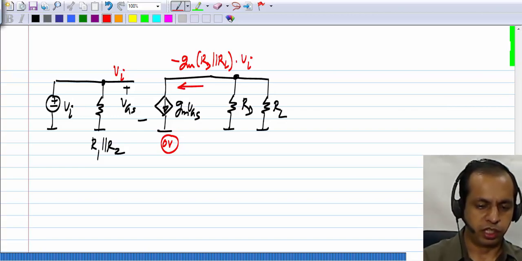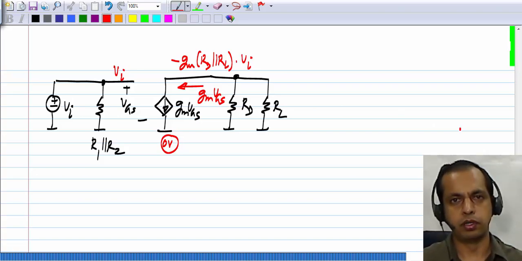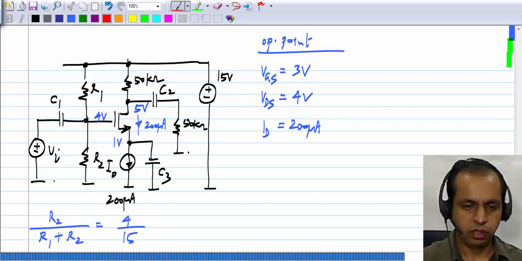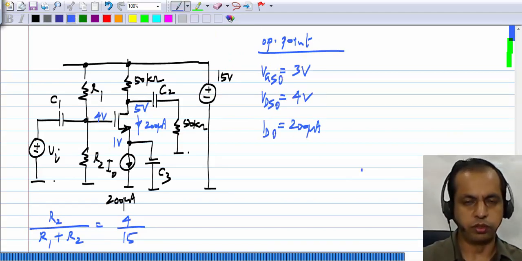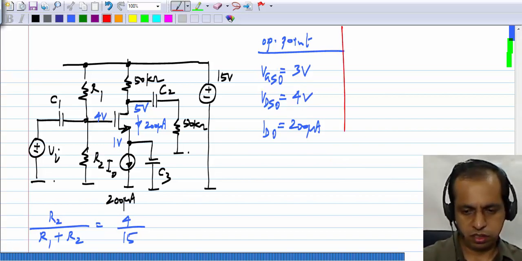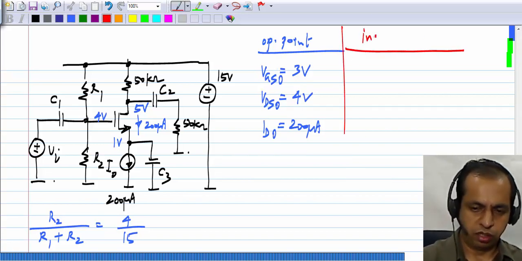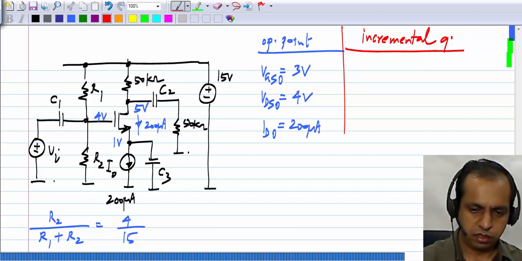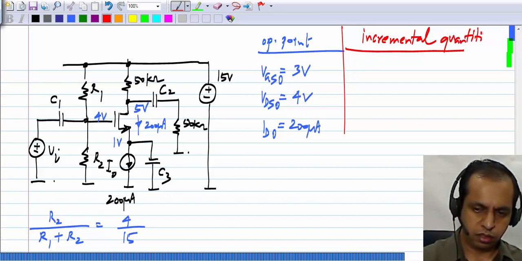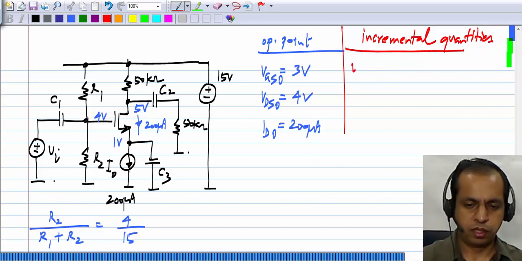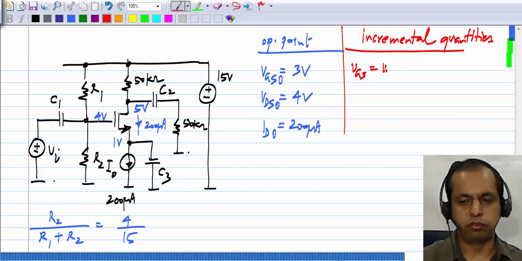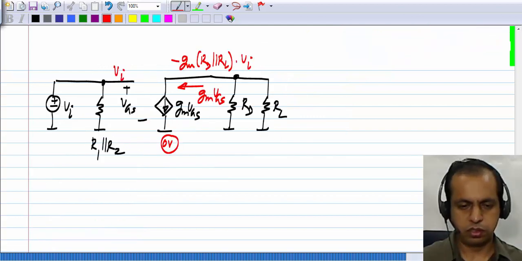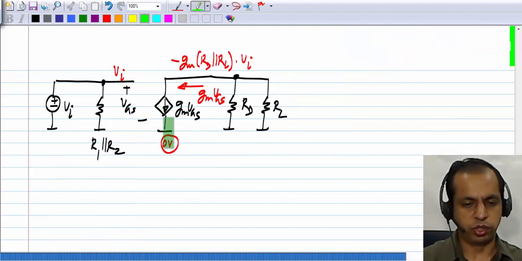And of course, the incremental drain current id is nothing but gm times vgs. Let me refer to the operating point quantities as VGS0, VDS0 and ID0, and the incremental quantities will be vgs equals Vi, because at the gate you have Vi, at the source you have 0.